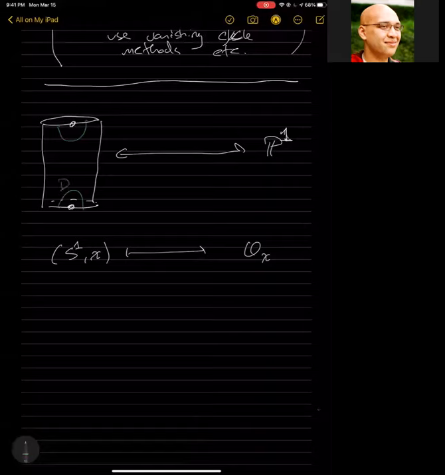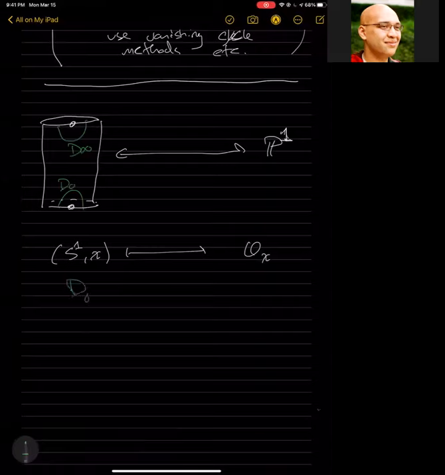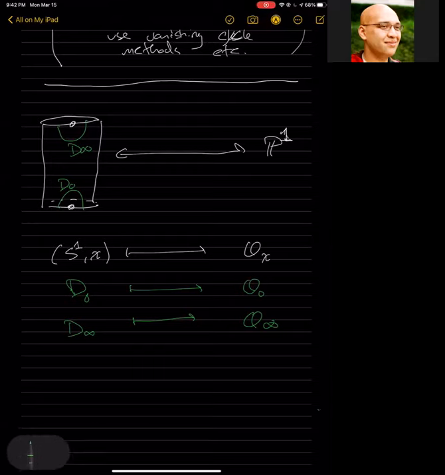Maybe I'll call them d0 and d infinity. At d0, it goes to the structure sheaf at 0, and at d infinity, it goes to the structure sheaf at infinity. And still the cotangent fiber goes to the structure sheaf. So that was just some kind of examples to give you a picture to carry around in your head.